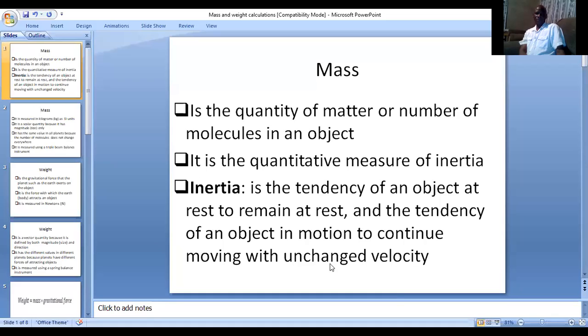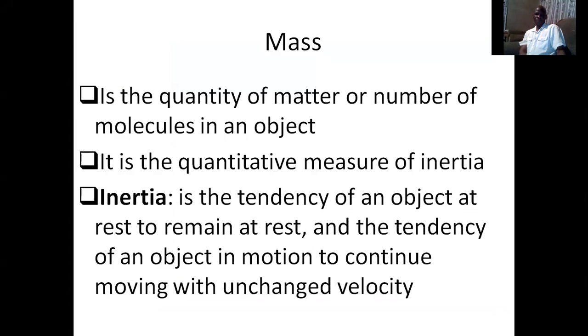Today I'm going to take you through a lesson in physics, and basically we'll look at mass and weight. Straight away we go into the lesson for today. Today, basically we are looking at mass. So this is what we're looking at.